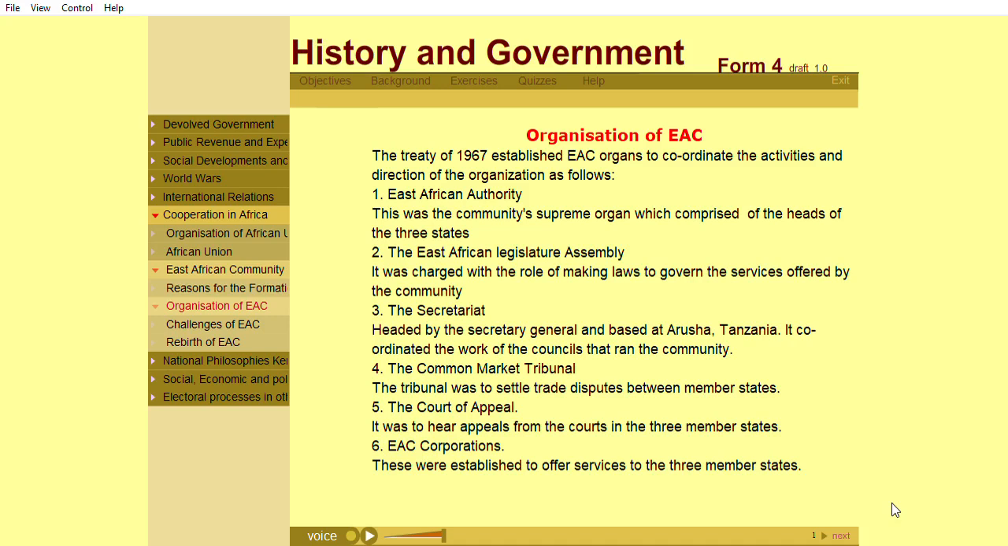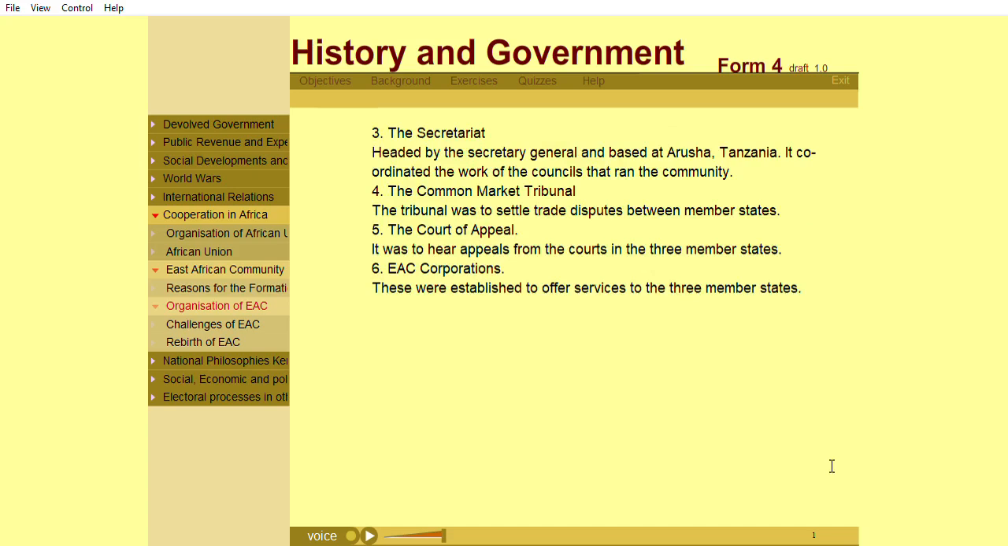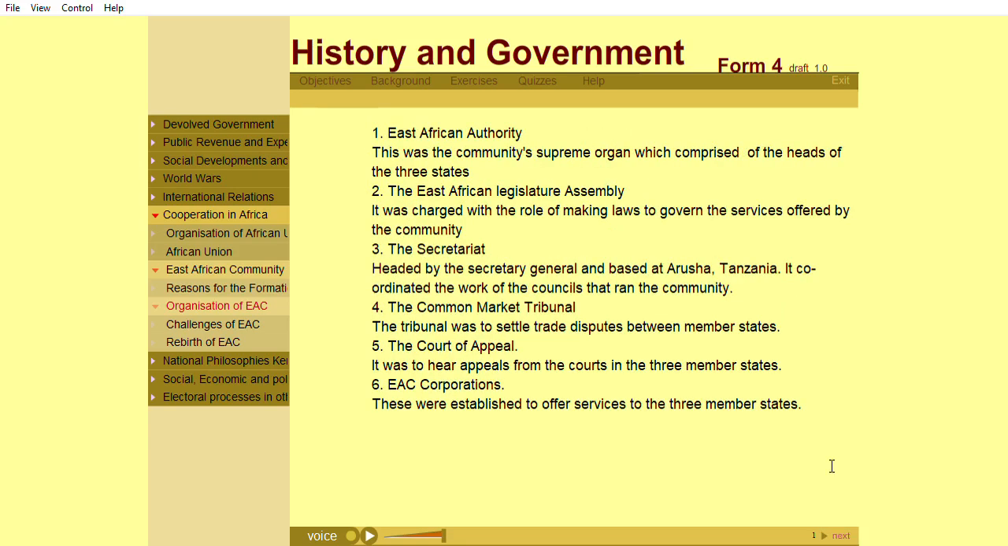The Common Market Tribunal. The tribunal was to settle trade disputes between member states. The Court of Appeal. It was to hear appeals from the courts in the 3 member states. East African Corporations. These were established to offer services to the 3 member states.